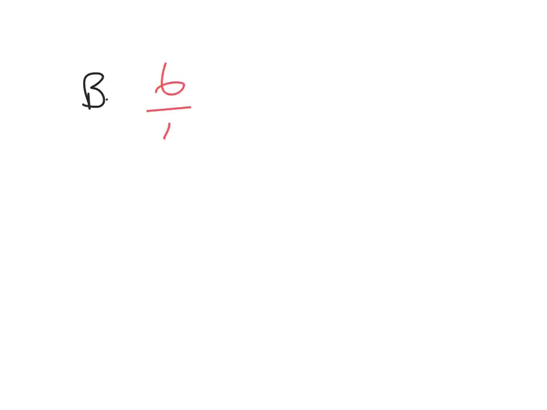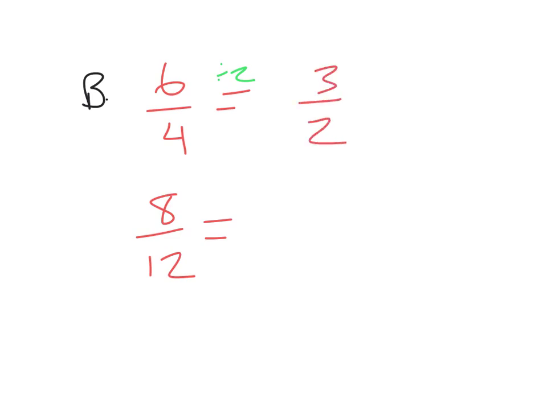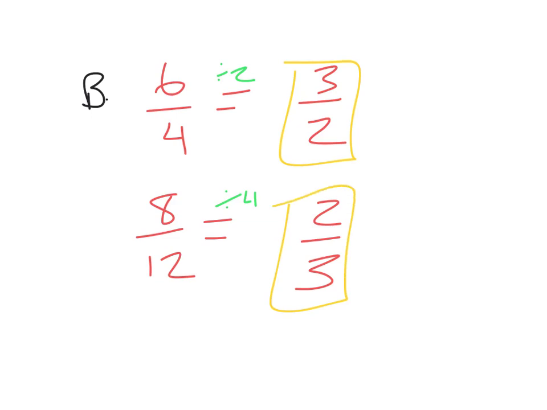So we have 6 over 4 and 8 over 12. Let's reduce both of these. 6 over 4, what can we divide that by? 2. Divide both by 2, we get 3 over 2. What can we divide 8 and 12 by? 4. Divide by 4, and we get 2 over 3. Are these two ratios proportional? No, they're reciprocals, aren't they? 3 over 2, reciprocal is flipped, so it's 2 over 3. So this would be not proportional.